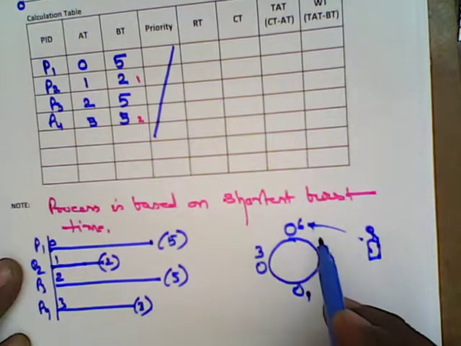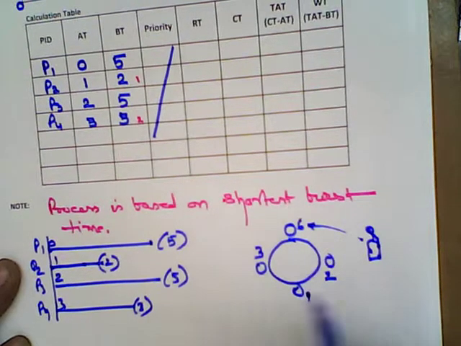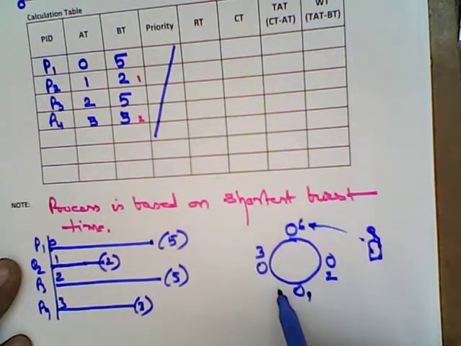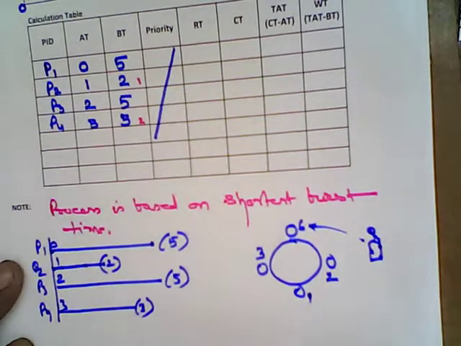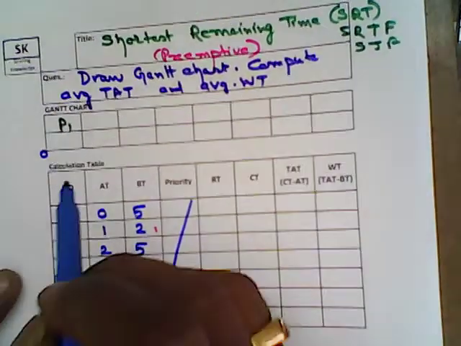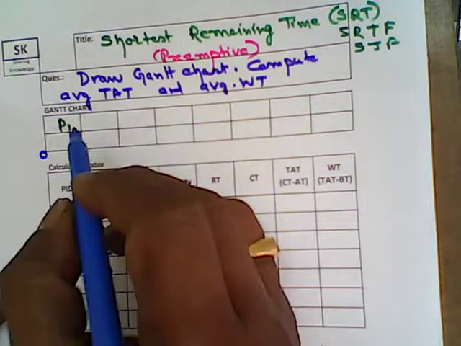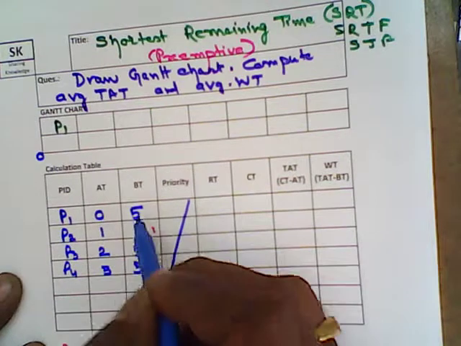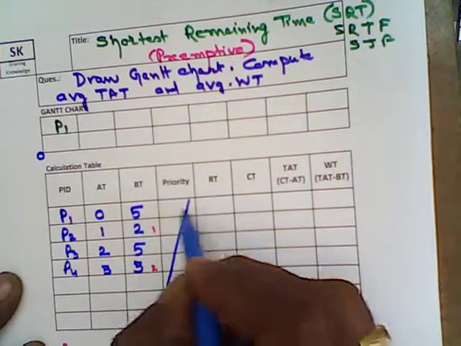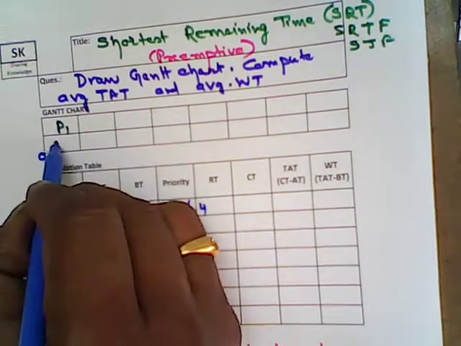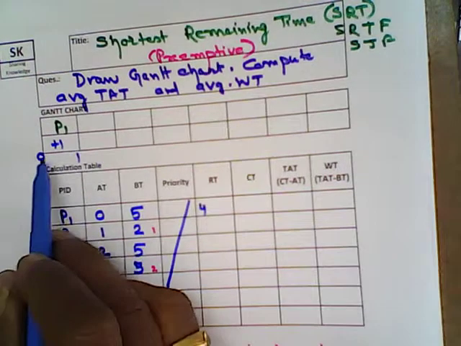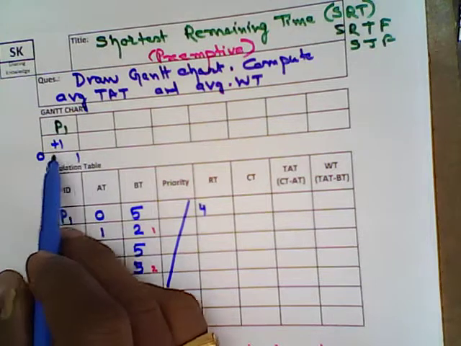But this problem is preemptive. That means she will bring the chapati one by one and give it to everybody, one each. The same way we are considering here. The P1 process we will process with one burst time. So we will subtract one burst time from here and add one here. So this becomes 1 here. When the arrival time was from 0, it has completed to 1.